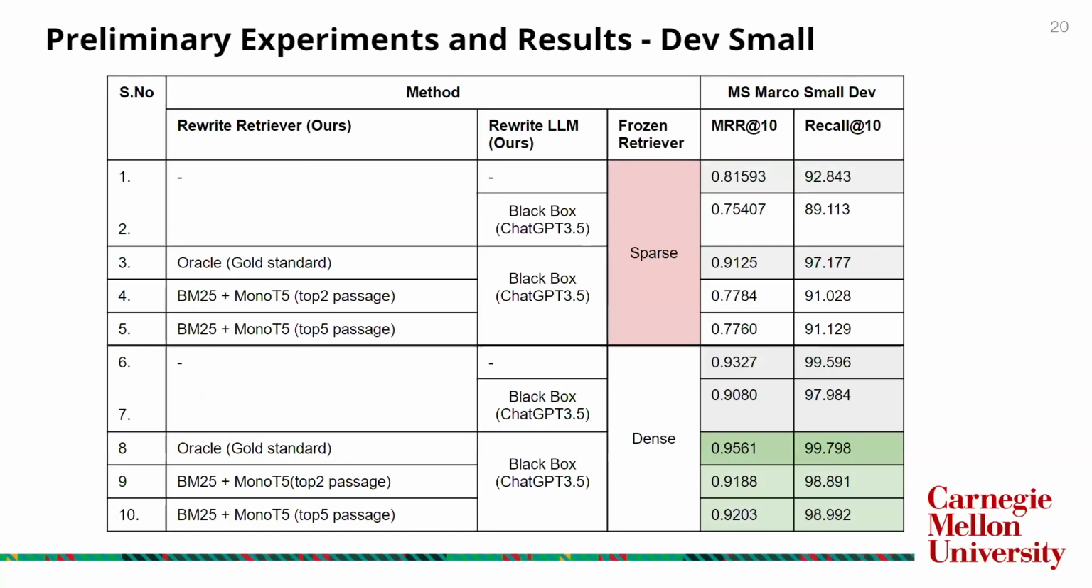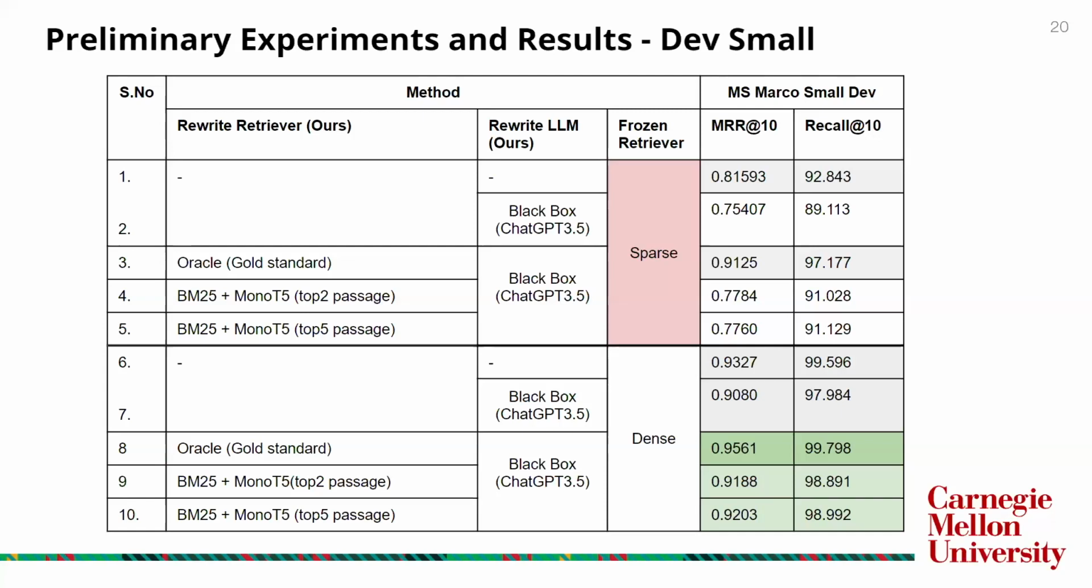So let's now look at the results. These are our preliminary results, which were conducted in the first half of the semester with the black box LLM ChatGPT 3.5 to validate our hypothesis. Because of the absence of any rewritten queries in the dataset, we are evaluating based on the output of the downstream retriever, which we call a frozen retriever here. Hence, our metrics are MRR at 10 and recall at 10 for our results.